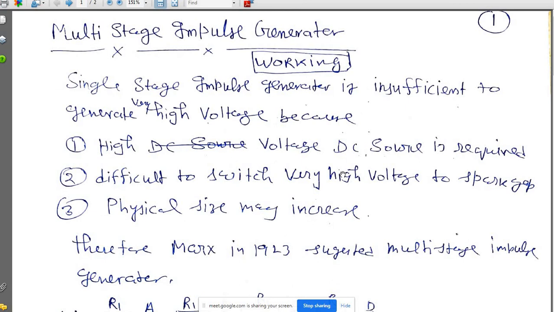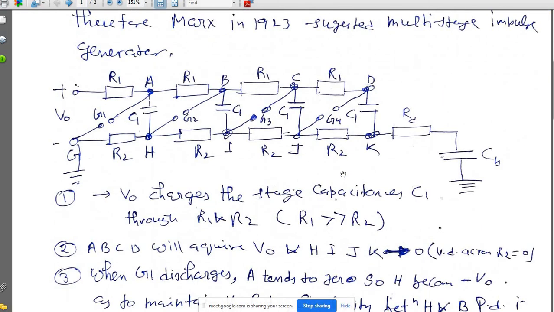And one thing you should keep in mind, this impulse generator generates which type of waveform? Lightning impulse waveform. In the last lecture we have discussed that two types of impulse waveforms need to be generated. One is the lightning impulse waveform and other is the switching impulse waveform. Lightning impulse waveform is used to simulate the lightning over voltages, whereas the switching impulse waveform is used to simulate the switching over voltage.